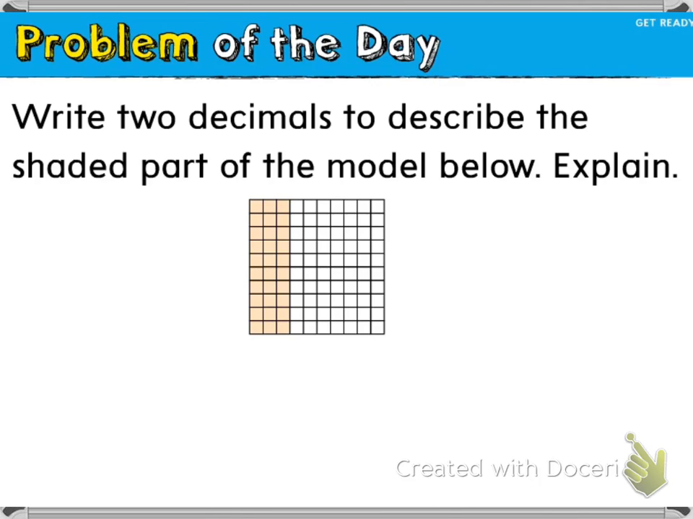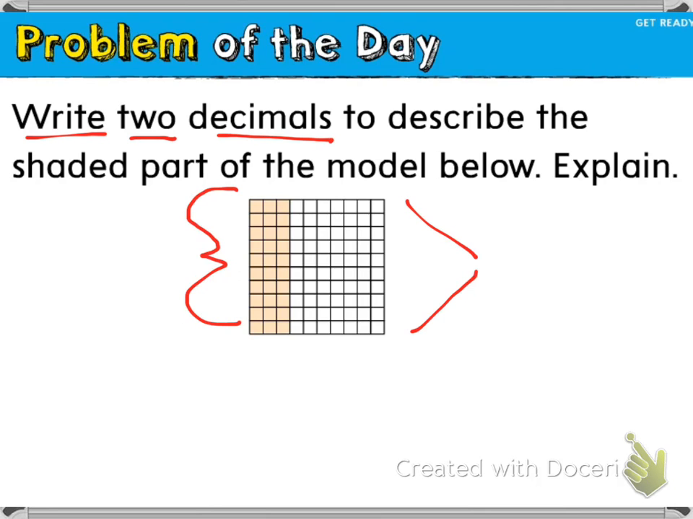All right, for our problem of the day, we need to write 2 decimals to describe the shaded part of the model below. If you need to, pause this recording again, go and get your math journal and come right back. All right, so this grid right here, we need to write 2 decimals that describe the shaded part. We can write our decimals in tenths or in hundredths, right?